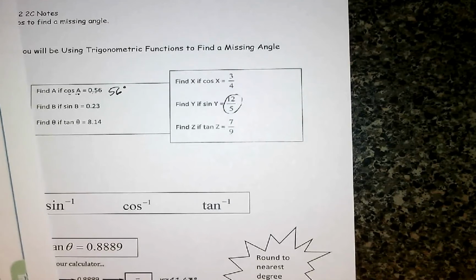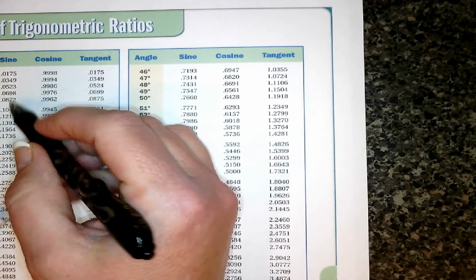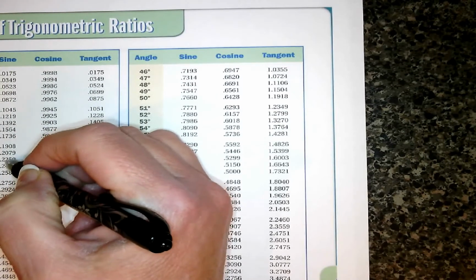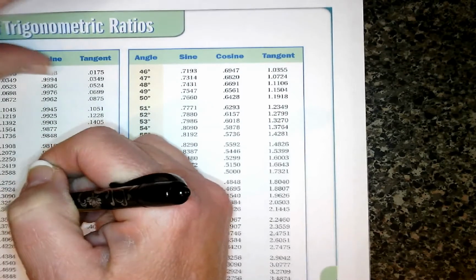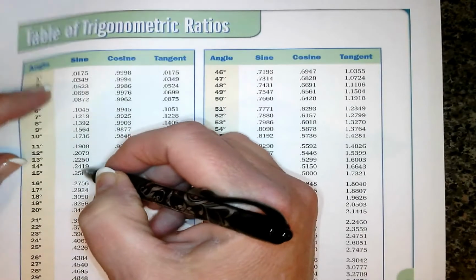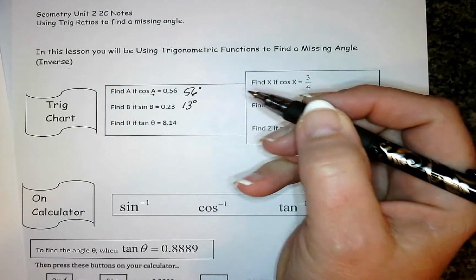Second one, the sine of B, the sine of some angle is 0.23. So the sine of some angle, go down here to 0.23, and you can see again it's between two of them. So just pick the closest one. As long as you're within 1 degree, you're fine. So that one's going to be about 13 degrees.